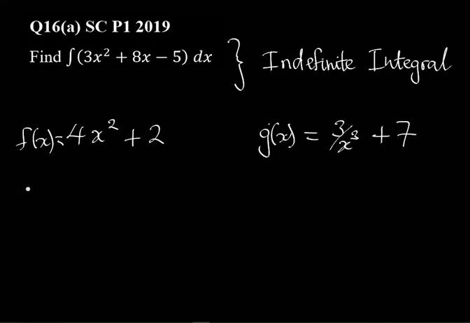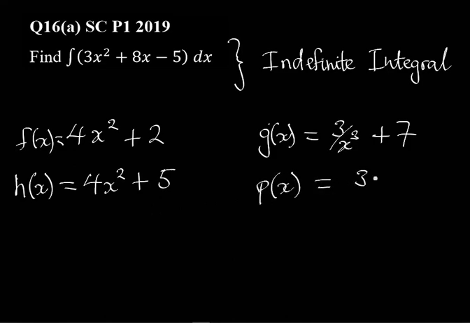But then let's say we have h of x, which is the same as this, but they just differ by maybe 3. Maybe this is 5, like that. And then maybe I have p of x, the same here, which is 3 over x to the power 3 plus 10, let's say.